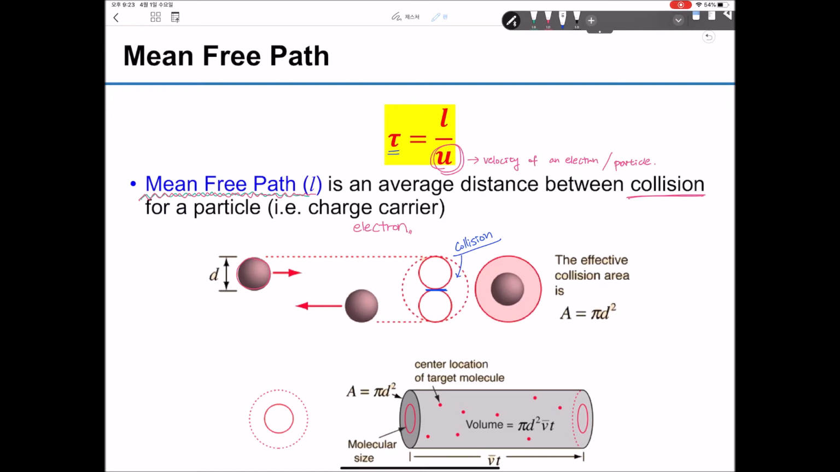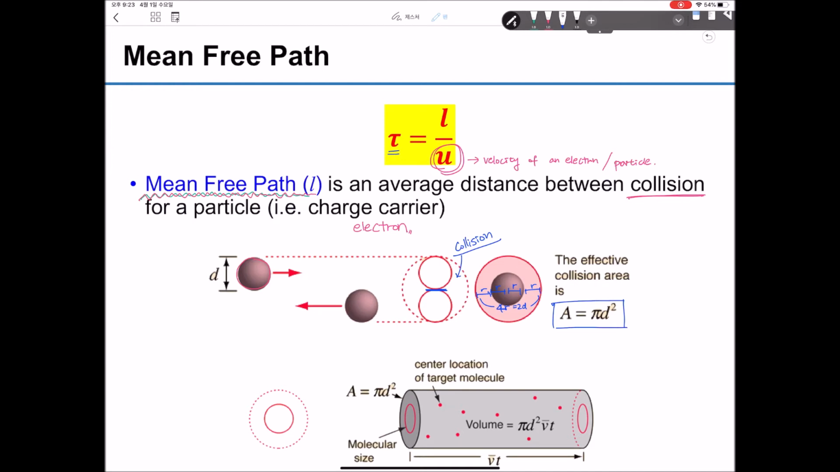So even though these particles barely touch each other or make a very small contact, we still call it a collision. So the effective collision area is pi d squared, or basically, with radius R, this is 2R, equal to d, so that is this total area.